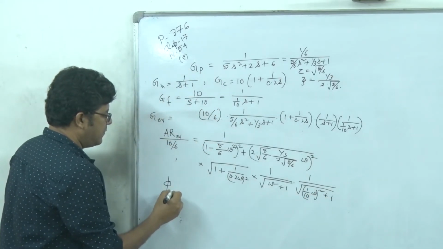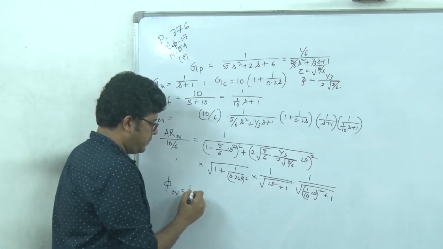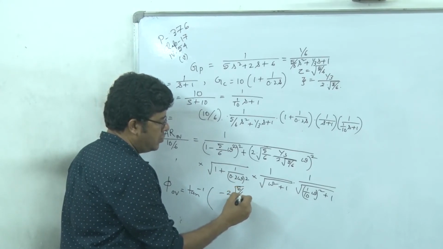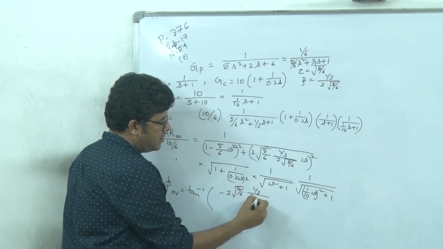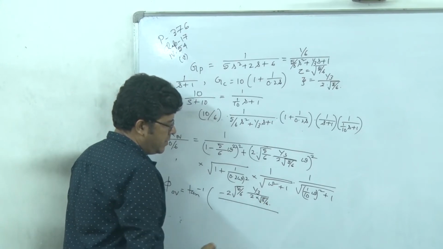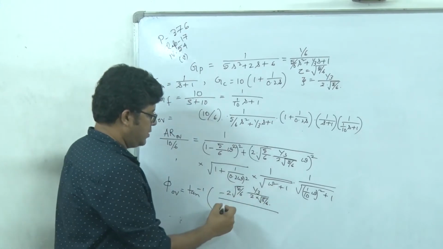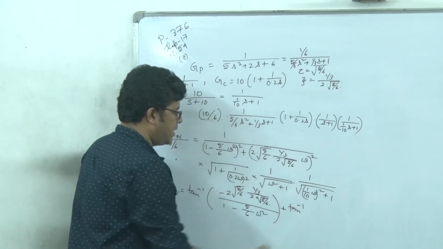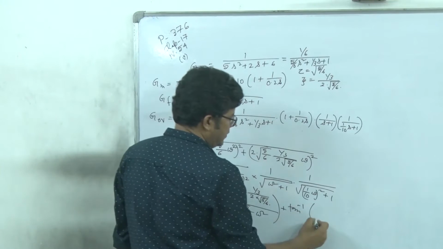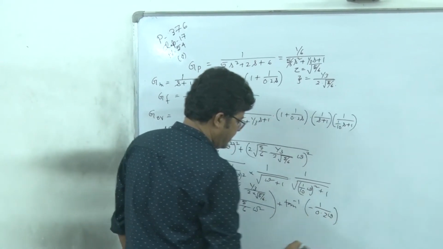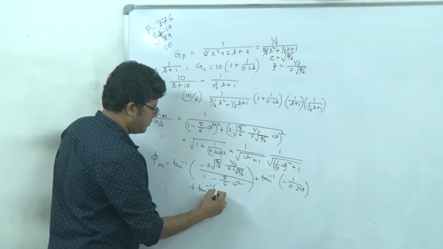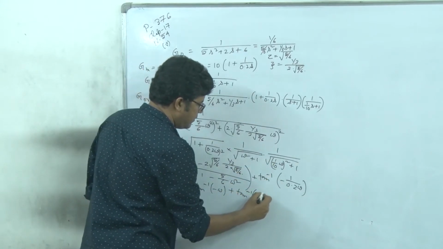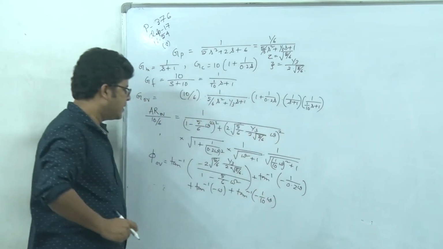Right, that's a product. And phi overall will be tan inverse of minus 2 tau zeta omega divided by 1 minus tau square omega square, plus tan inverse of this PI controller, for which it is minus of 1 divided by 0.2 omega, plus tan inverse of minus omega into tau p, which is 1 here, plus tan inverse of minus 1 by 10 into omega. So that's the expression.